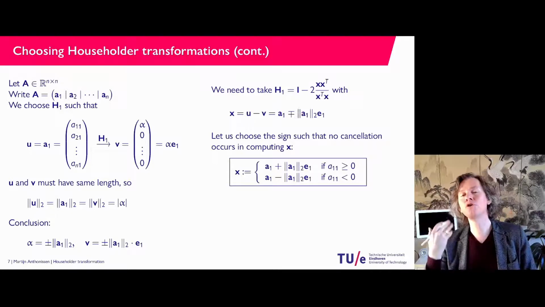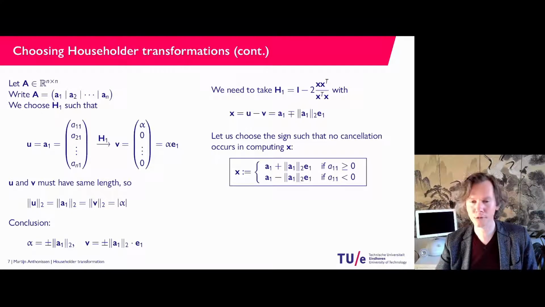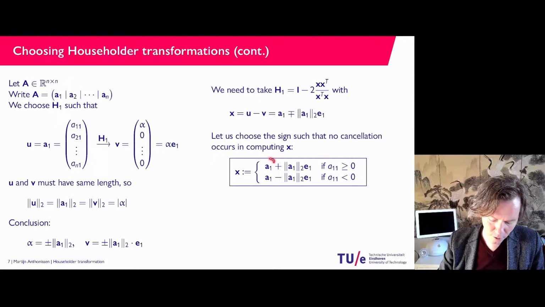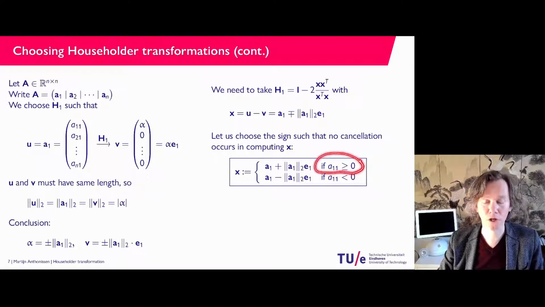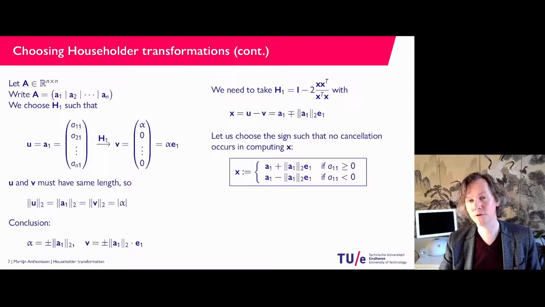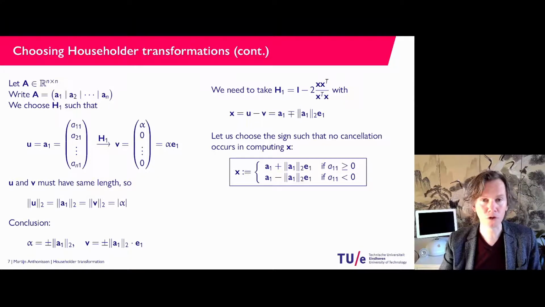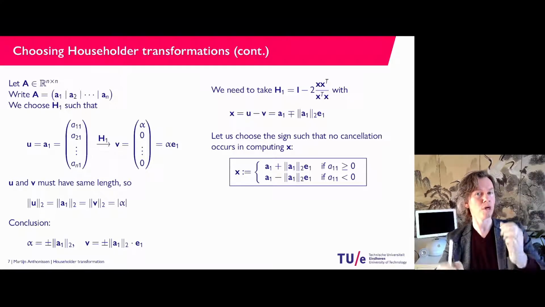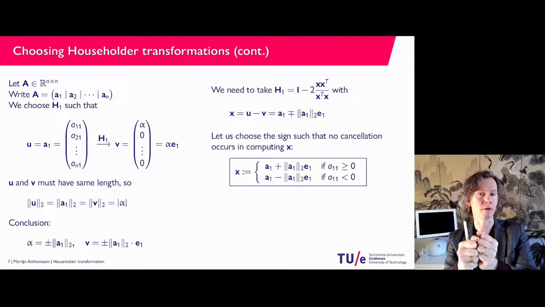And you could choose either of them, and the standard choice is to avoid cancellation. So basically, if A1 has a non-negative first entry, we take the plus sign here, and if A11 is negative, then we take the minus sign. So then they have the same sign and you will not have cancellation. Just as a reminder, cancellation means that you have two equal numbers and you subtract them. And on a computer, you may lose significant digits if you do so. So we try to avoid that.